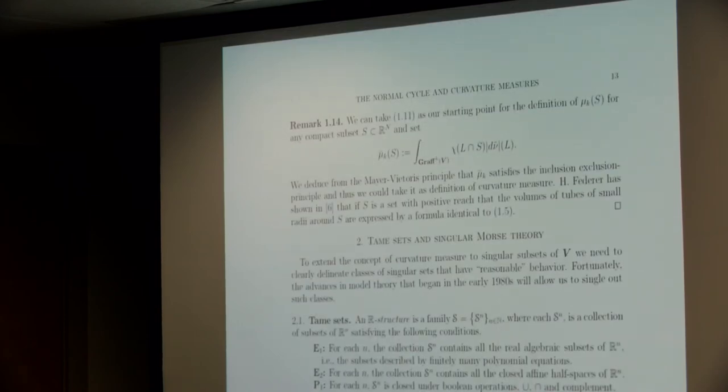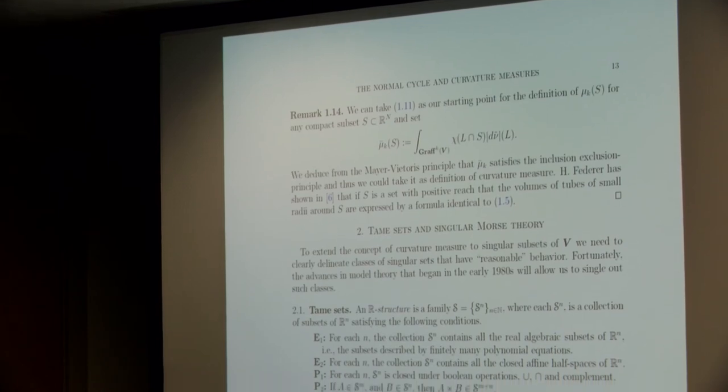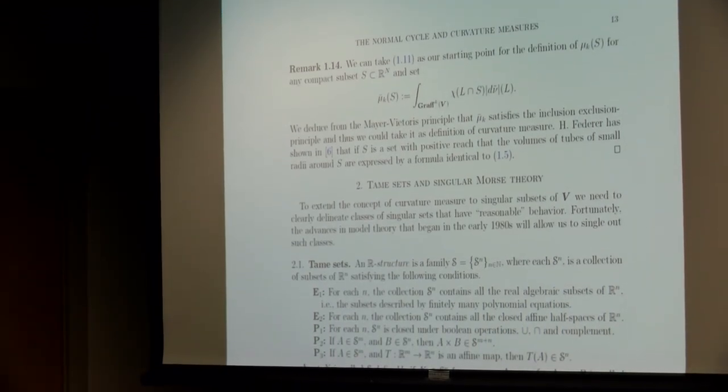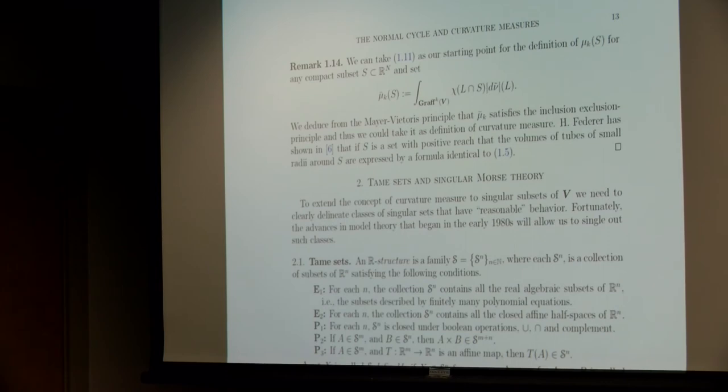Now, we can take this as a definition for a curvature measure for any compact set. For any compact set, you define this integral. This is going to be a finitely additive measure, just because the Euler characteristic, if your sets are not too bad and you have some excision properties, satisfies: the Euler characteristic of A union B is the Euler characteristic of A plus that of B minus that of the intersection. So this is a possible approach to define the measure, but then it's very hard to go very far.